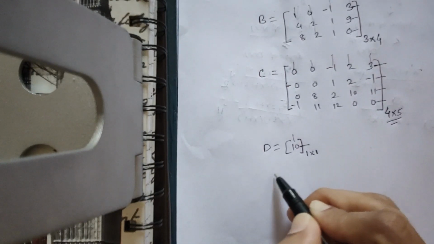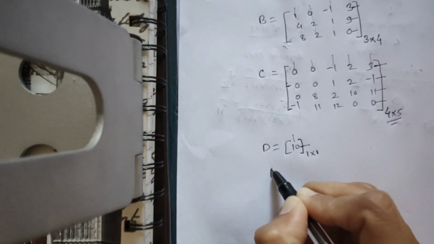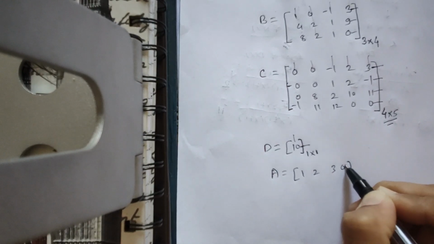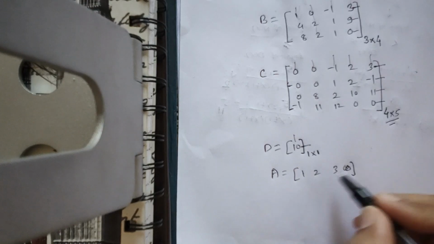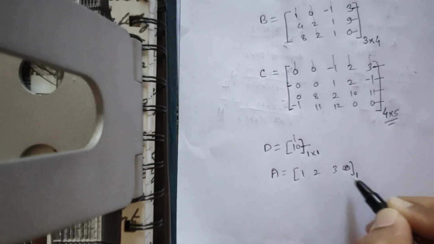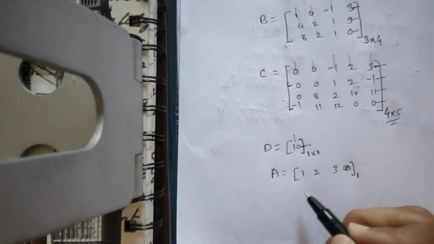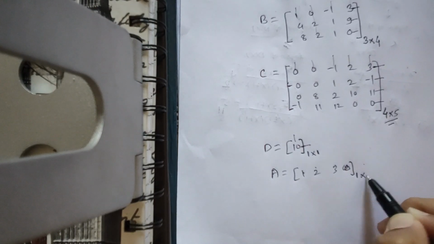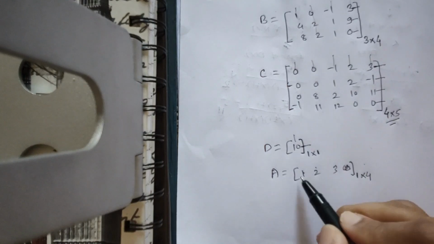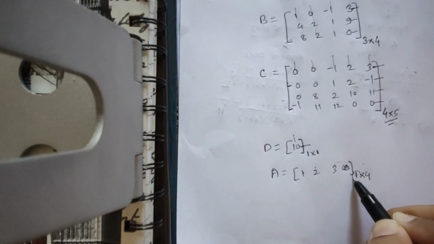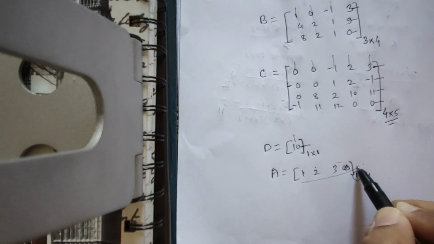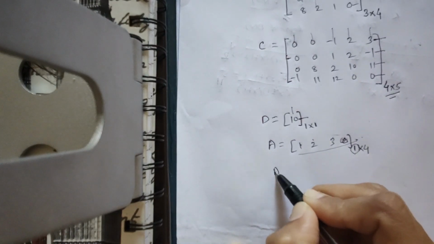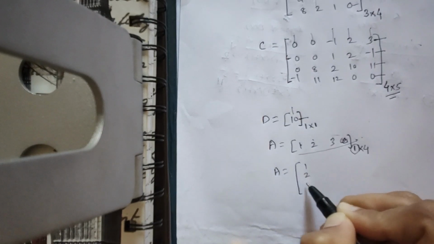Similarly, suppose I have this matrix. How many rows are there? One row is there, and columns are 1, 2, 3, 4. So 1 by 4. And this kind of matrix, where we have only one row, is called a row matrix or vector.